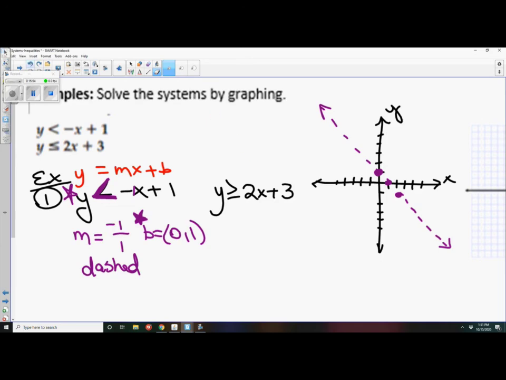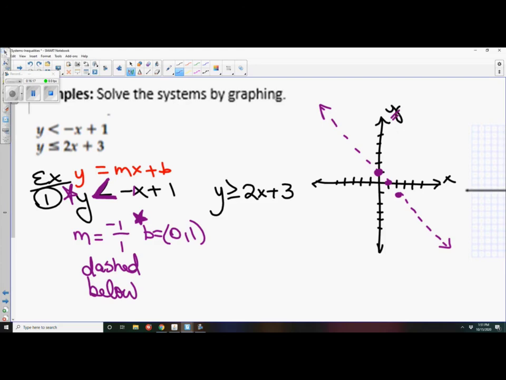Now, I'm still not done. What's the last thing we've got to do with it? Shade it. So if it's, once again, y is less than, where am I going to shade for less than? Below it. You got it. Now, I always like to think about our y-axis. So there's our y. Is below going to be up or down? Down.